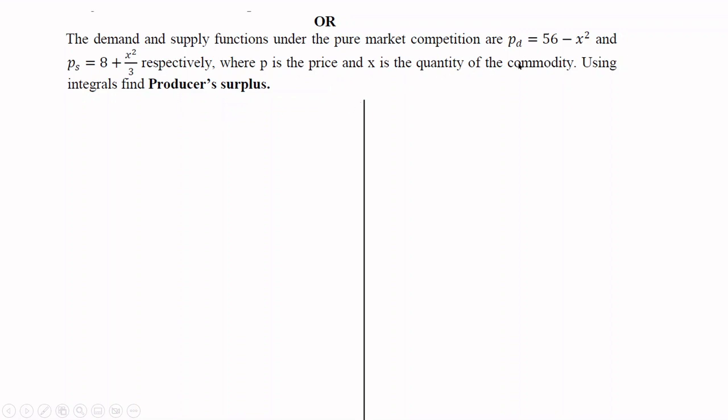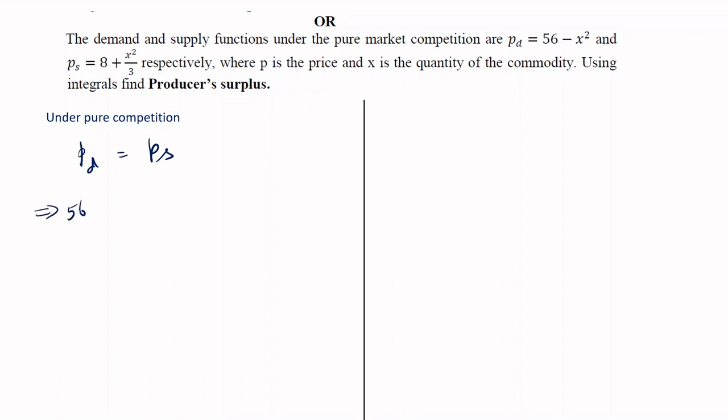So here the demand function and the supply function is given, and it is given these are under pure market competition. So under pure market competition, PD is equal to PS. Using that, we can find X naught, that is the equilibrium quantity, and then we can find P naught, which is the equilibrium price, and with the help of these, we can find the producer surplus. Now we know that under pure market competition, the demand function and supply function, both these are equal. PD equal to PS.